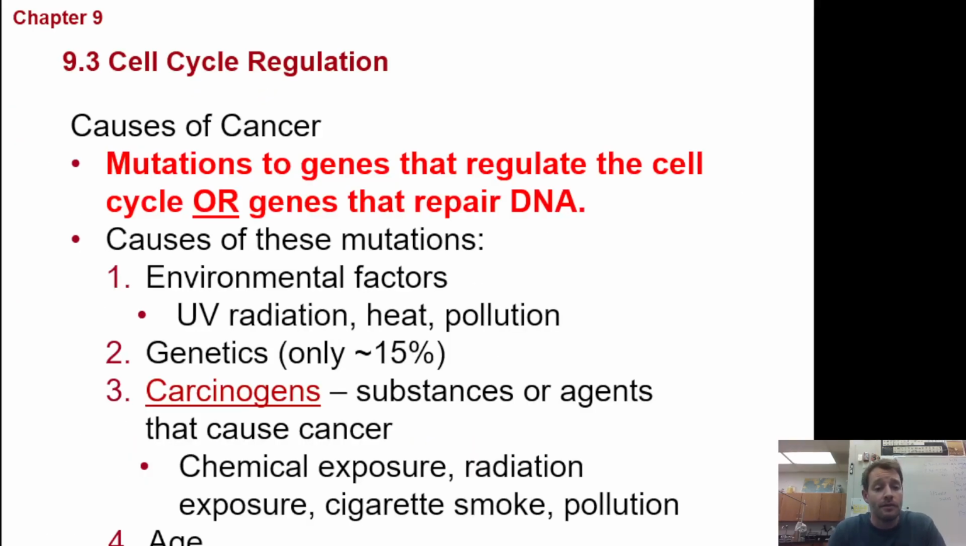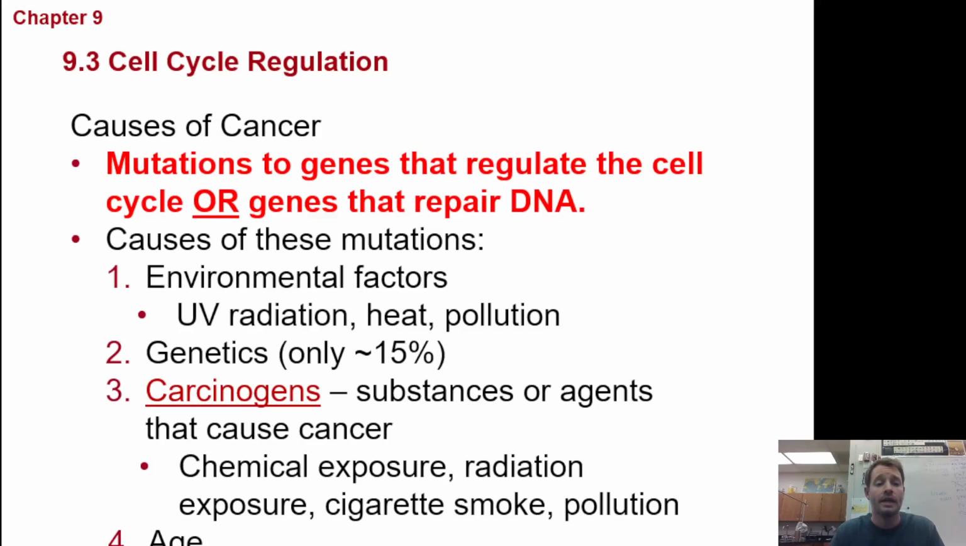So causes of cancer: we have mutations to genes that regulate the cell cycle. So these cyclins are not going to come into prominence, so they're not going to rise in concentration when they're needed, and they're not going to be able to restrict the cell cycle if a problem arises. Or this cancer can be caused by genes that repair the DNA. So you have damaged DNA, and then the gene is supposed to repair it, but it's not. So there are 4 main causes of these mutations.